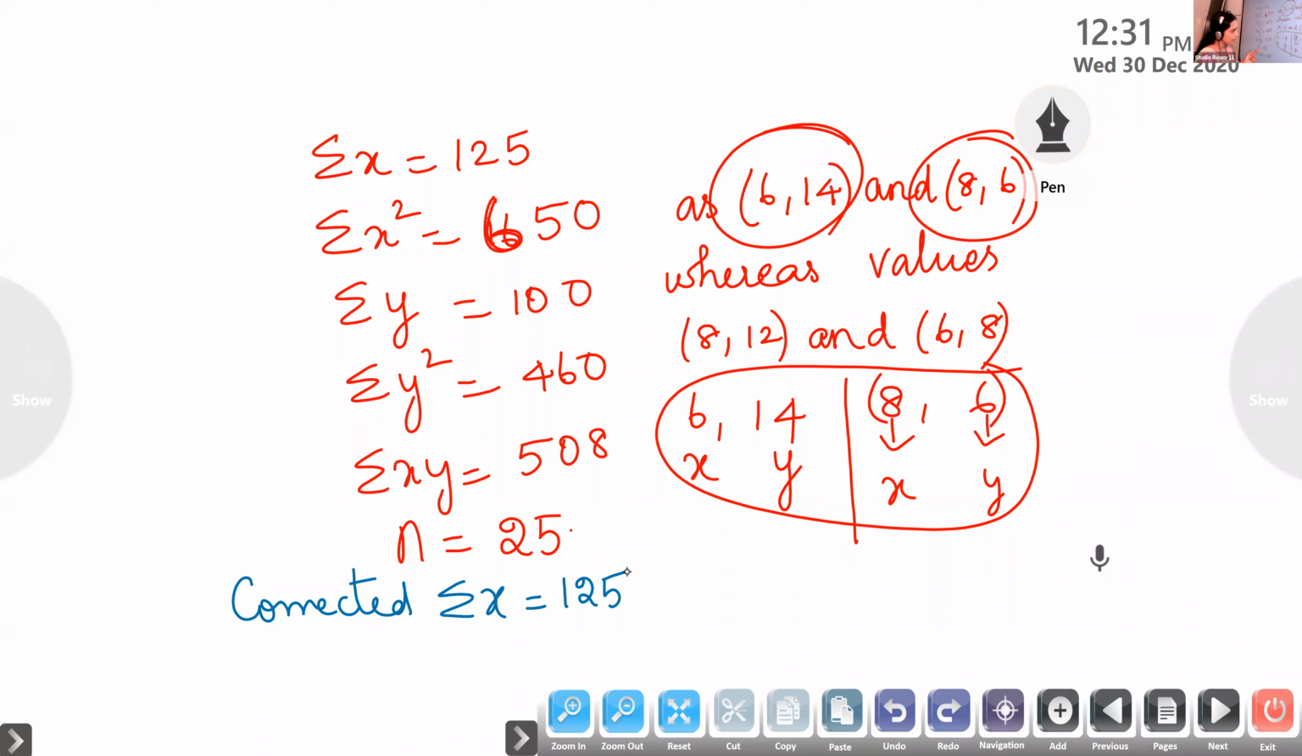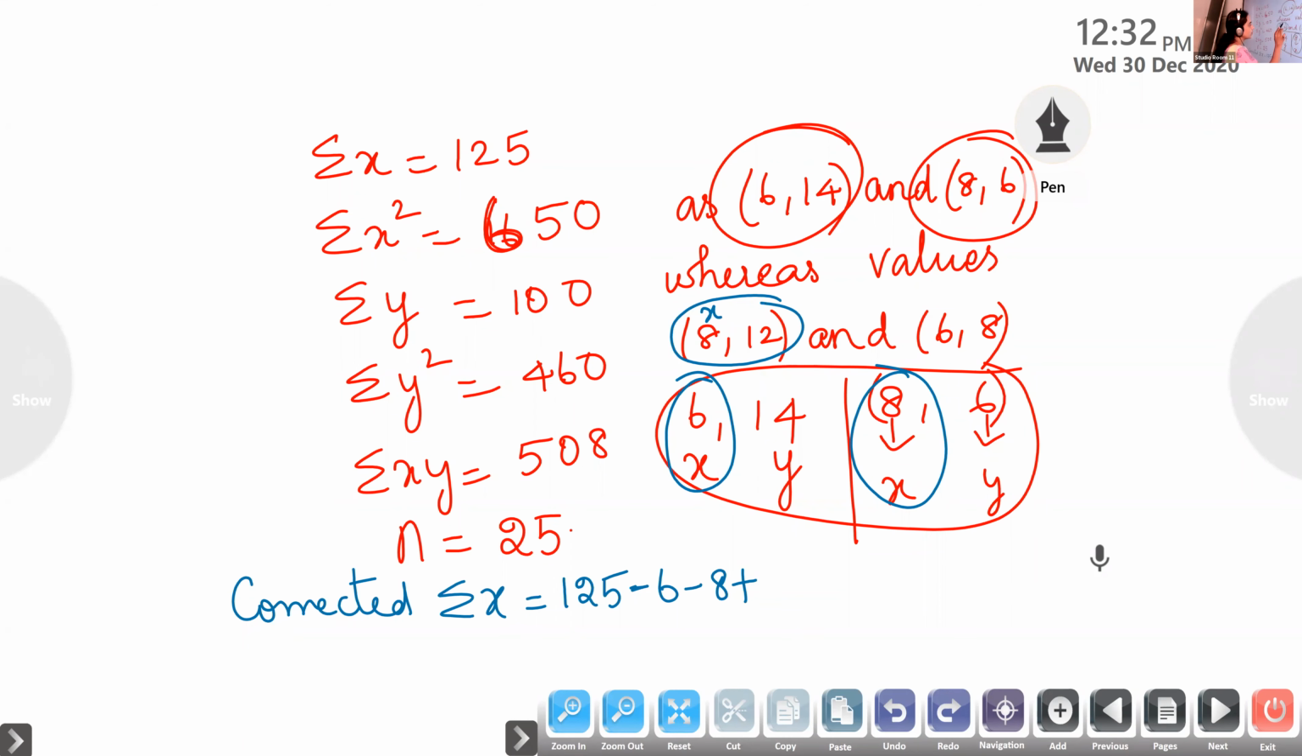From here, which data we should remove? The wrong values for x to be removed. So minus 6, minus 8. Is it clear, children? Is it okay? And then which are the data we should add? Correct ones. So correct values of x. So what are the correct values of x? If you take this, these are the correct values, isn't it?